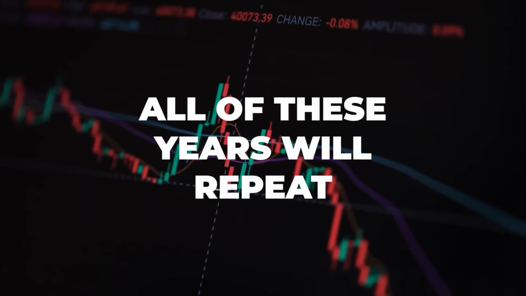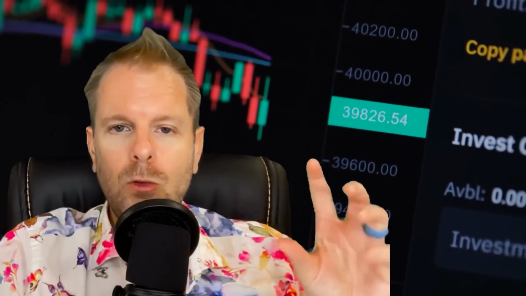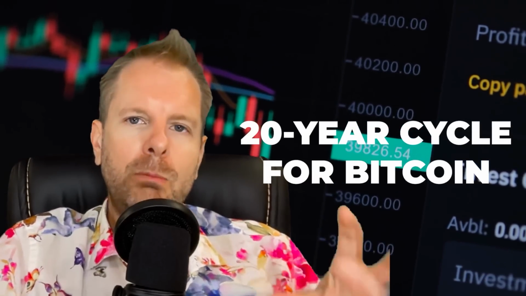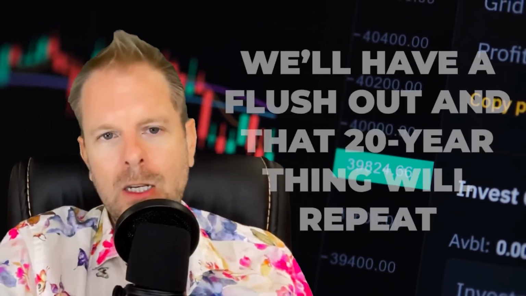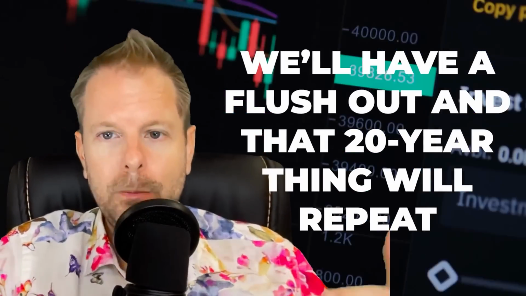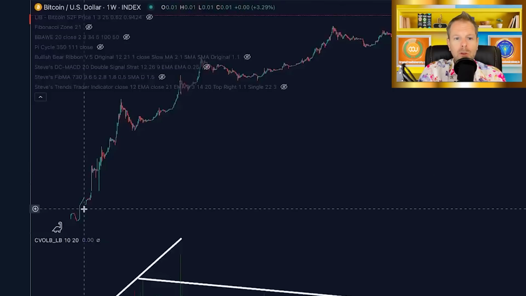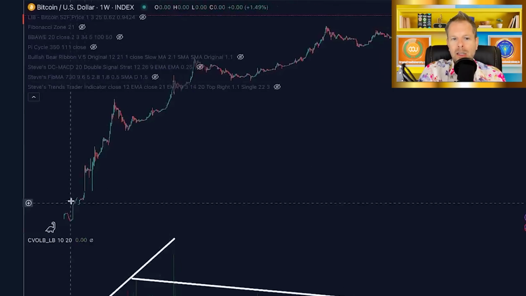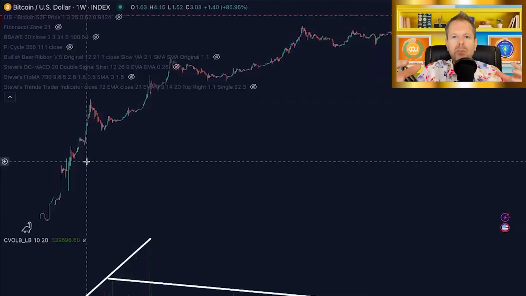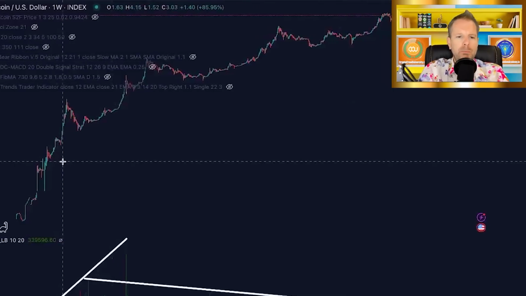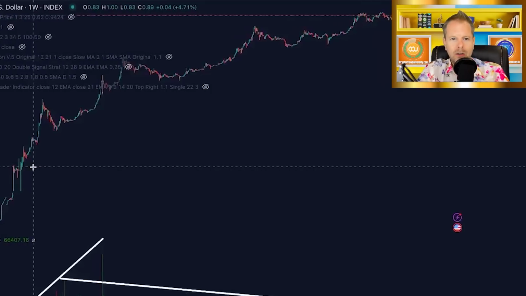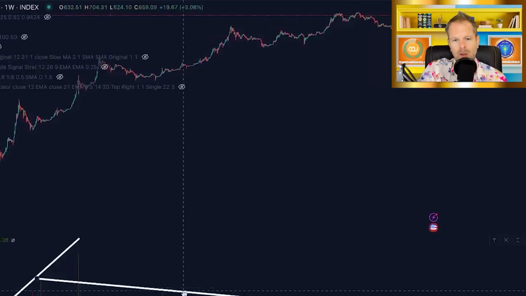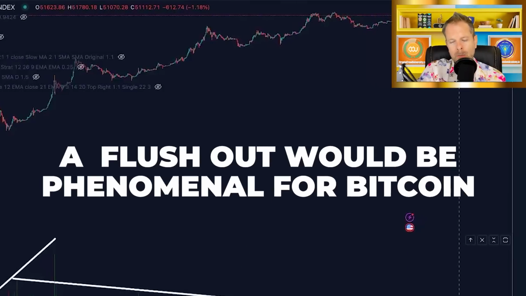All of these years will repeat. In my opinion, this is like a 20-year cycle for Bitcoin, and we'll have a flush out, and that 20-year thing will repeat, and we'll probably start out with absolute bang, and that first part of the cycle will be all of that build-up tension that Bitcoin has had for years. And at this time, a flush out would be phenomenal for Bitcoin.